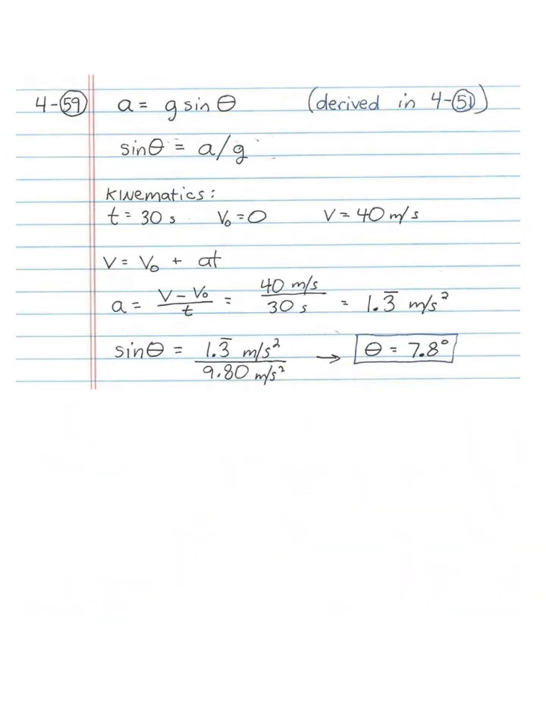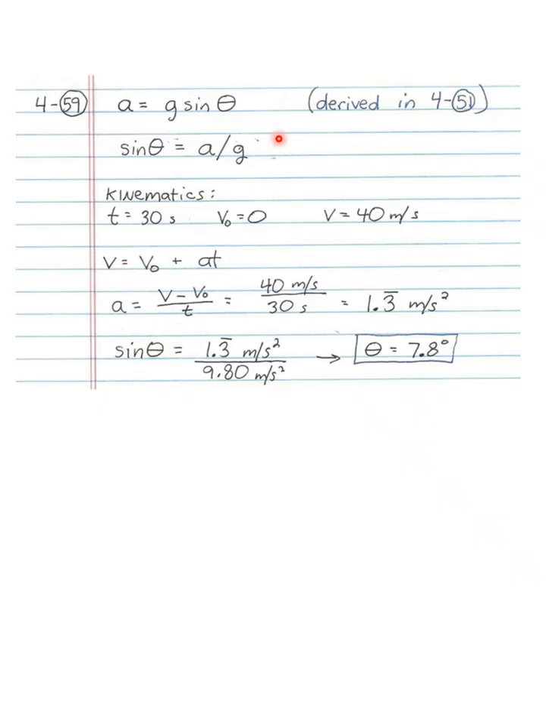Number 59. Similar situation. Olympic skeleton sled racers can reach speeds of 40 meters per second. Find the slope needed to reach that speed after a 30-second run, neglecting friction. All right, this is like the previous problem, but we are now solving for the slope. We are given information that'll get us to acceleration, then we'll solve for slope. We remember from the previous problem that acceleration is g sine theta, so sine theta is going to be acceleration divided by g. All we have to do now is figure out what acceleration is.